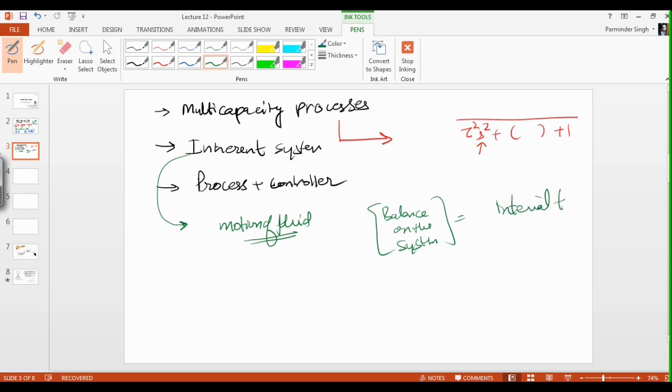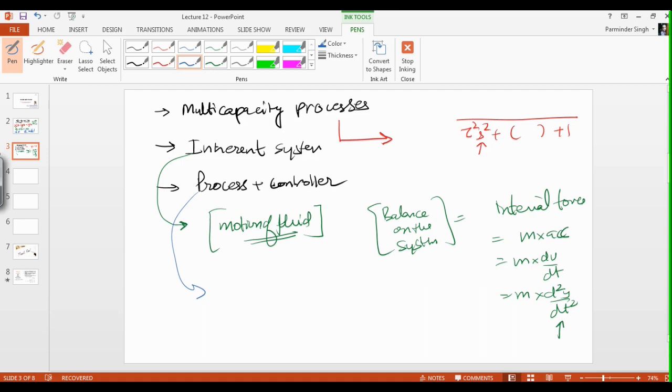Now what are inertial forces? Inertial forces is nothing but mass into acceleration. Now what is acceleration? Acceleration is dv by dt. And velocity is dy by dt, where y is the displacement, so we have mass into d square y by dt square. Now over here in that balance equation we have the appearance of d square y by dt square. So this by default makes those systems second order systems. So any process where there is a motion of the fluid occurring is by default a second order system. Then comes the third case, the process with the controller.